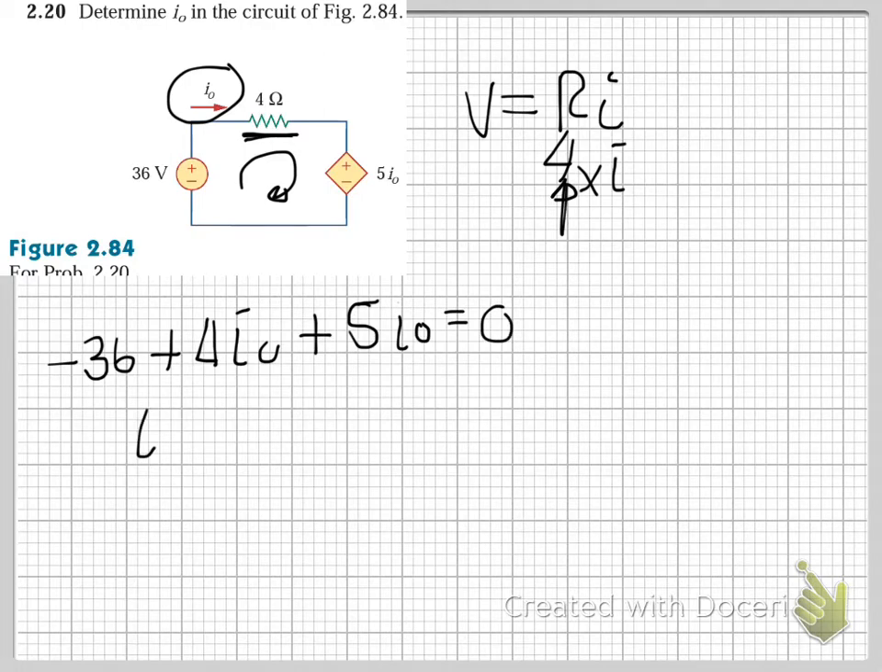So therefore, you get Io is equal to 36 over 9, which is 6, right? 6, 9, 18, 27, 36. 6 amperes. Oh, my bad. Not 6, it's 4. 9, 18, 27, 36. Yeah, that's a 4.